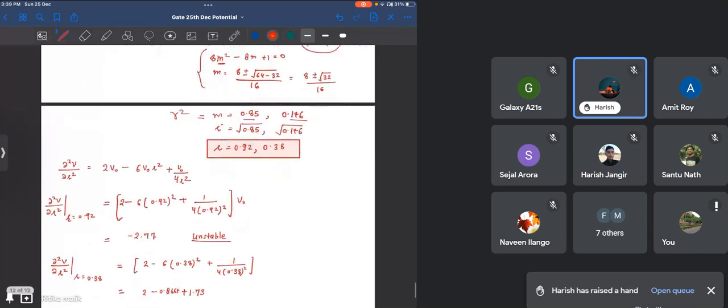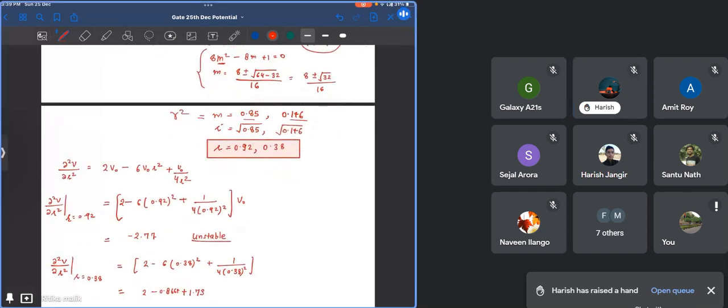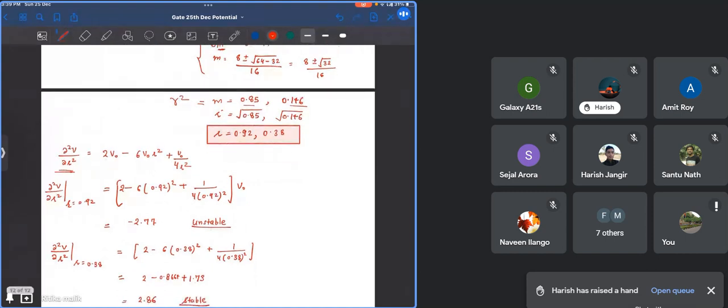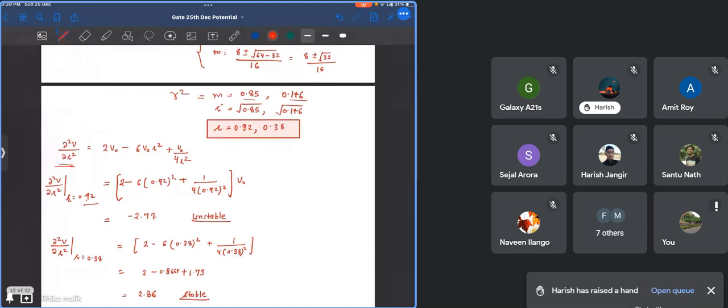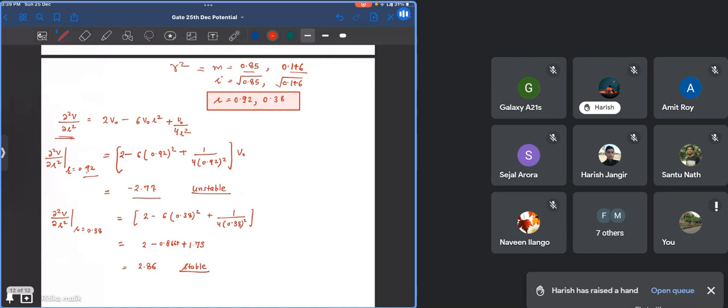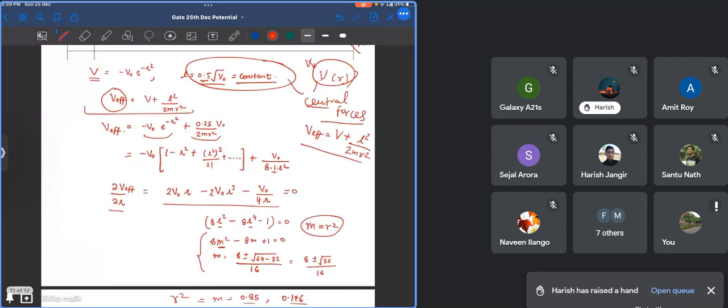Okay, so you have R values. You calculate del²V by del R². For R equals 0.92, you calculate your del²V by del R². It will turn out to be negative, so it's an unstable equilibrium. And for R equals 0.38, you again calculate the value. This is positive, so stable equilibrium.